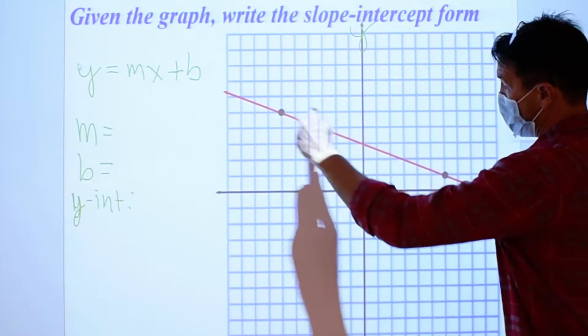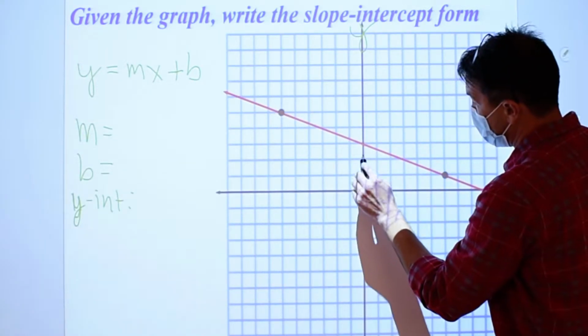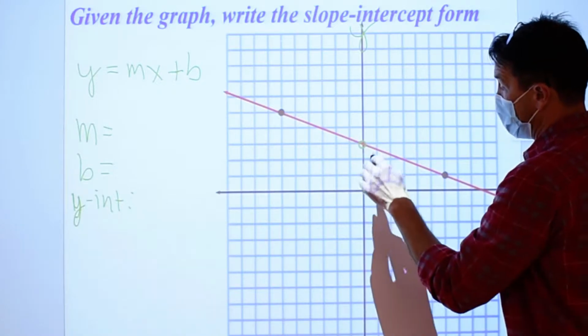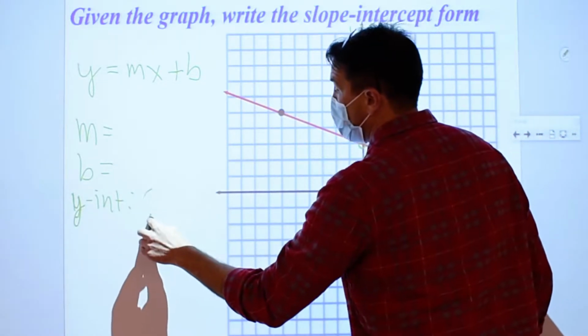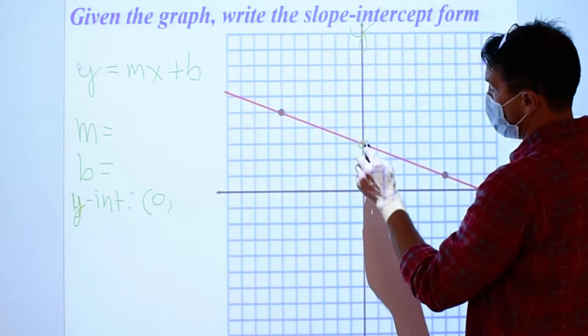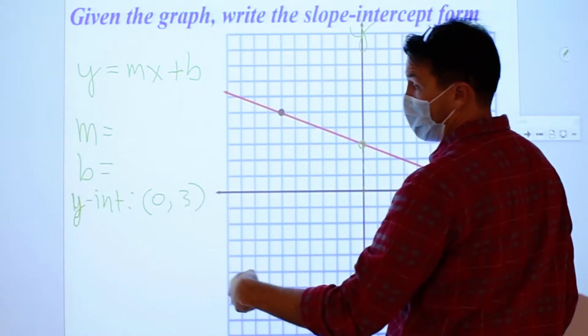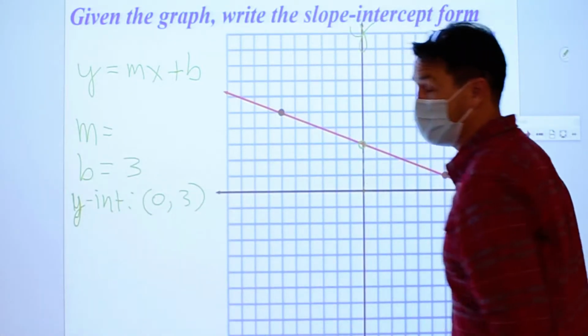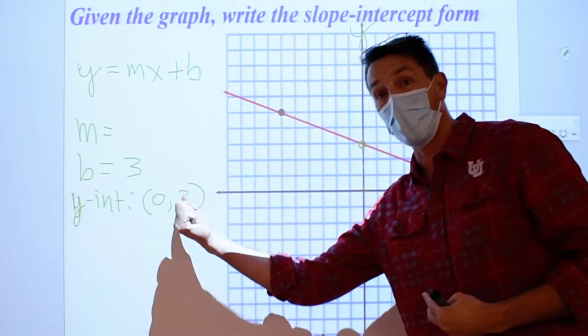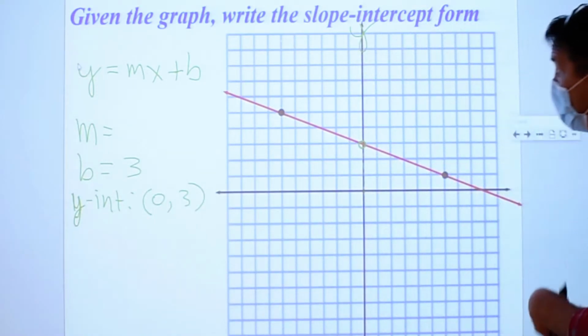I look and here's my red line. I see that it crosses the y-axis right there. That's at the point (0, 3). So my y-intercept is going to be 3, because as Ms. Garcia said, the y-intercept is always going to be the y part of the ordered pair. So now I have that.